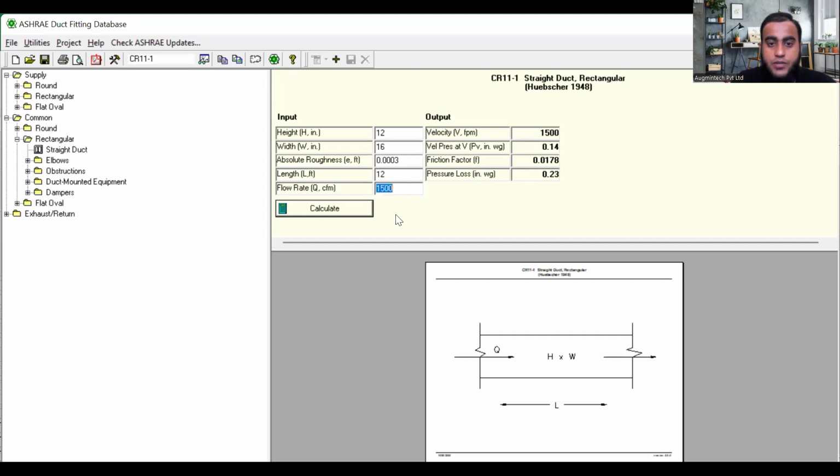And the flow value is how much? Same, 781, correct? So I have written here 781. Hit calculate. Now you will get the pressure loss value. See, 0.00 something, here it is not showing. I think near about 0.00 something it is coming, that is why it is not showing. No problem. I will show you in the Excel sheet.